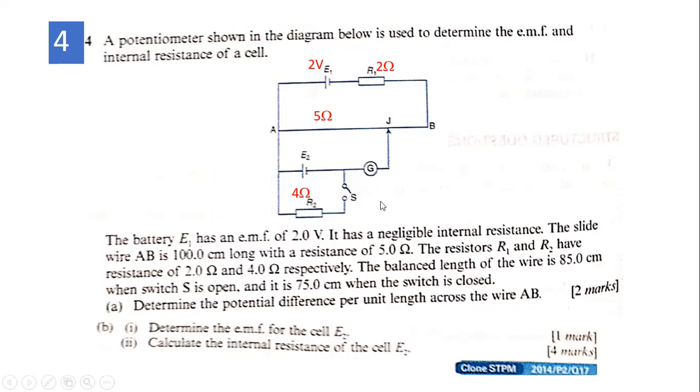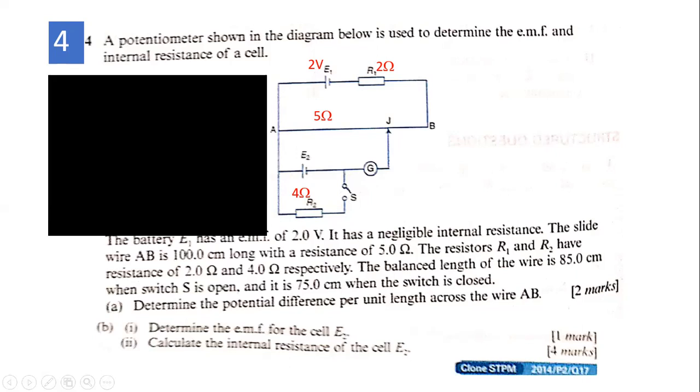The balance length for the wire is 85 cm when that switch is open, where you are basically measuring your E2. The balance length is 75 cm when the switch is closed, and we are measuring the potential difference across here. Determine the EMF of the cell E2.